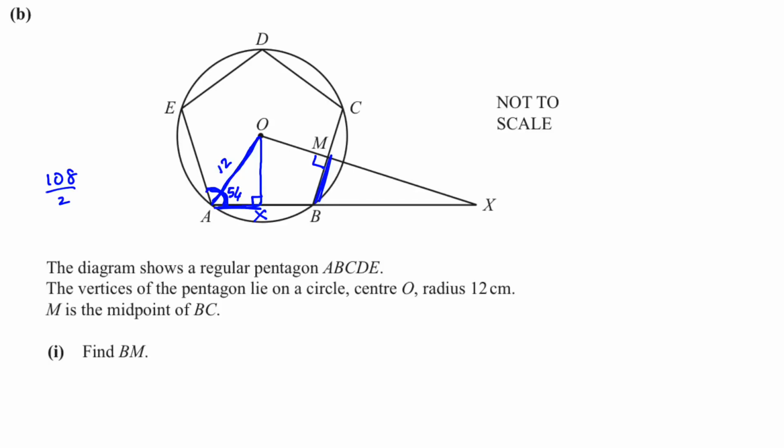To do so, we'll use trigonometry. What has been given to us? We have an angle. We want the adjacent. We want the adjacent and the hypotenuse is given to us.